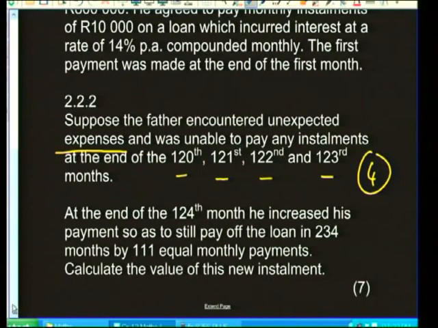So at the end of the 124th month, he now is increasing his payment so that he still pays off his loan after 240 months. Isn't that amazing? He is really, really dedicated to making sure his family has a home. All right. But obviously, having missed 4 payments, the outstanding balance is going to grow because there's nothing to offset that growth.